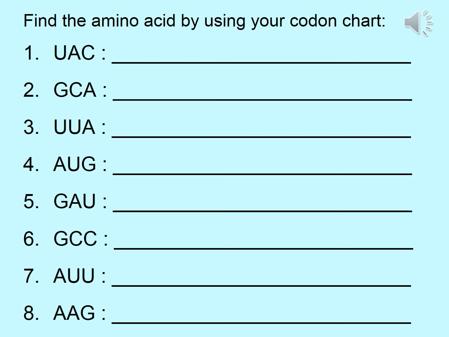For your final task, you will be coming up with the amino acid using the charts. So you're going to have to rewind a little bit to where the charts are, either the round chart or the box chart, and figure out the amino acids that go with these. You can also open a book. I believe it's on page 303 that you have the round one, and you can use that to try to decipher the chart. Try to figure out which amino acids go with UAC, GCA, UUA, AUG, CAG, AU, GCC, AUU, and AAG.